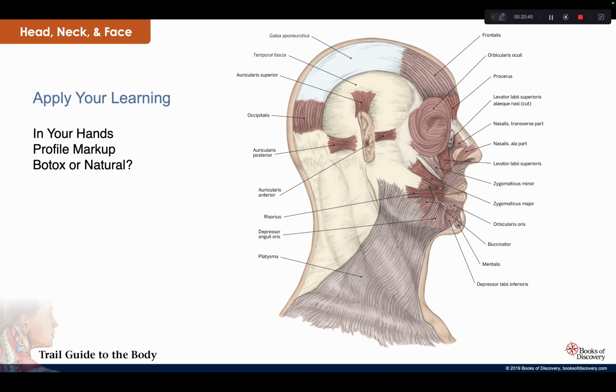Apply your learning. You can go ahead and look at the slides in your book too, and your Trail Guide workbook as well, and start trying to identify some of these facial muscles.